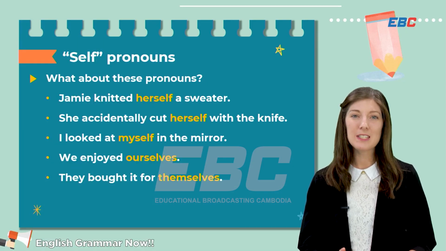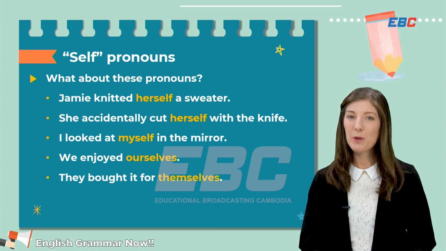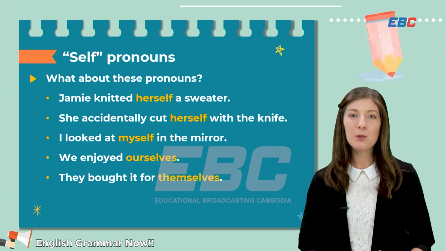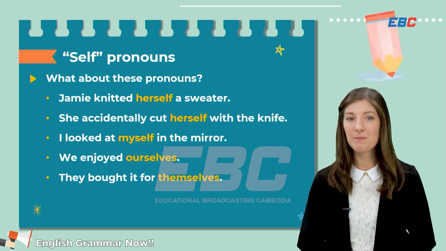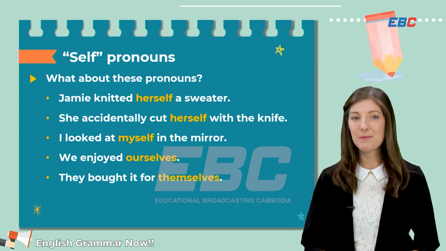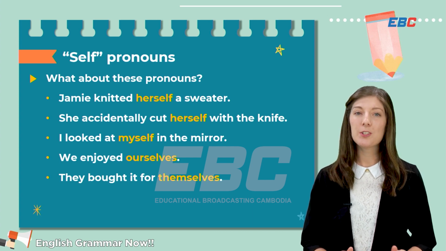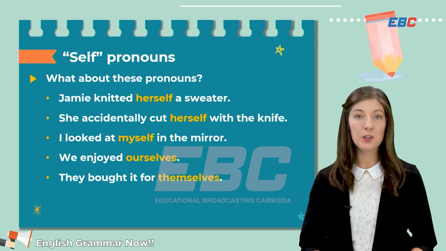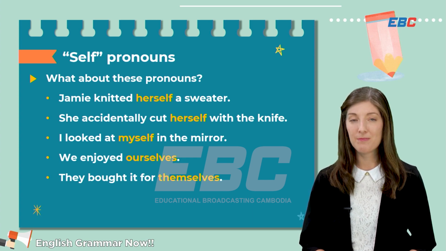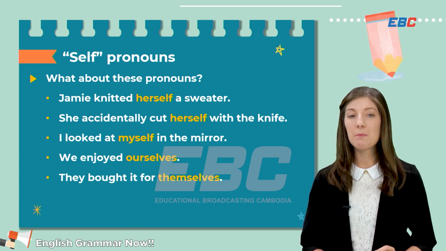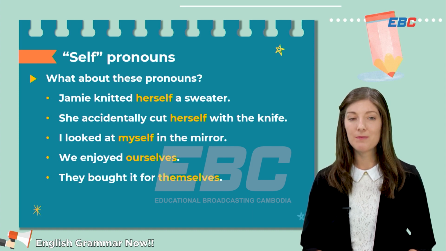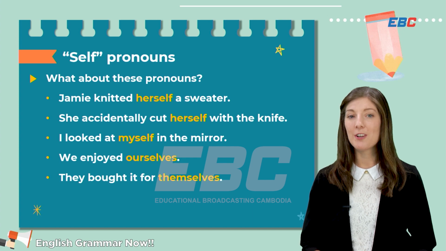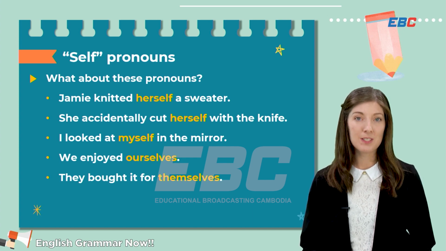There's one more small group of pronouns that we can also take a look at. These self-pronouns are also objects in sentences. Take a look at these examples. Jamie knitted herself a sweater. She accidentally cut herself with a knife. I looked at myself in the mirror. We enjoyed ourselves. They bought it for themselves.